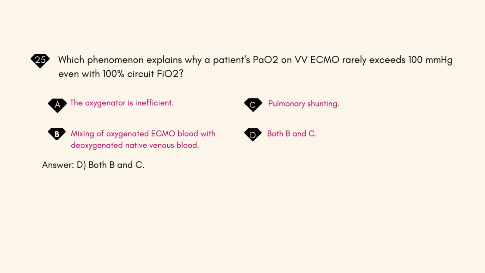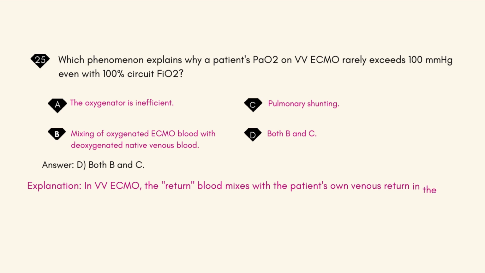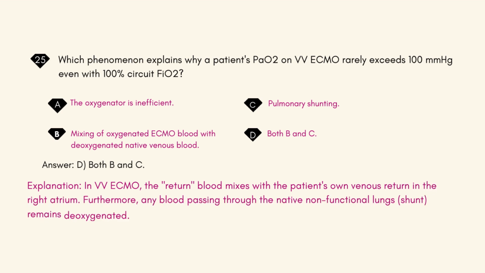Answer: D. Both B and C. Explanation: in VV ECMO, the return blood mixes with the patient's own venous return in the right atrium. Furthermore, any blood passing through the native non-functional lungs, shunt, remains deoxygenated.